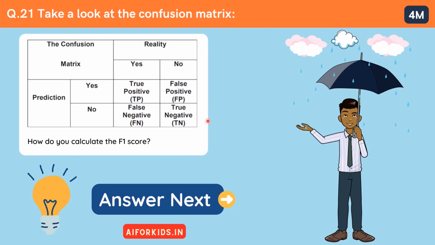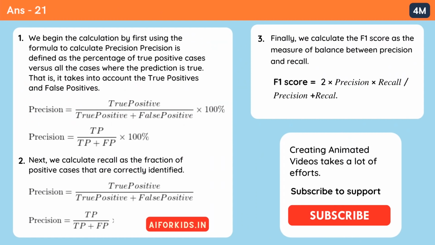Now we are on the last question of this session, and let's see question number 21. Question number 21 says to take a look at the confusion matrix, and actually it is a confusing matrix. It really confuses students. So let's see, how do you calculate the F1 score? How should we calculate the F1 score? Let's see the answer to this question.